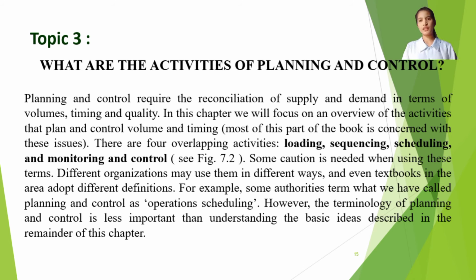Topic 3. What are the activities of planning and control? Planning and control requires the reconciliation of supply and demand in terms of volumes, timings, and quality. In these chapters, we will focus on an overview of this activity that plans and controls volume and timing. Most of this part of the book is concerned with these issues. There are 4 overlapping activities: loading, sequencing, scheduling, and monitoring and control.